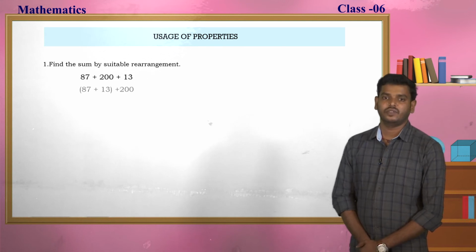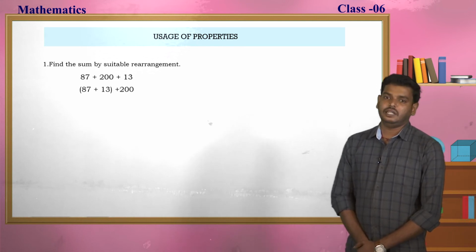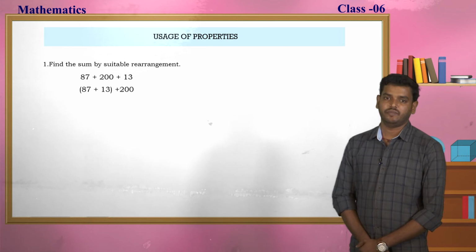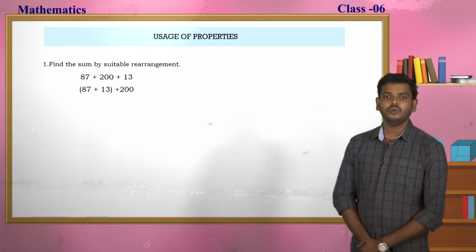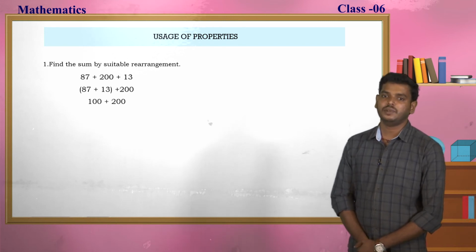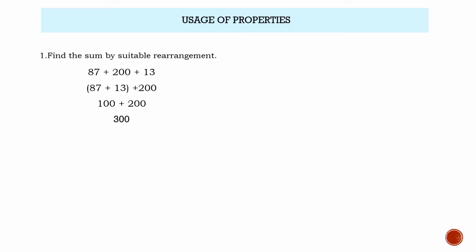See children, 87 plus 13, I will rearrange the first and third term. Why? Because my simplification will be easy. 87 plus 13 I will group, plus 200 I will add. 87 plus 13, how much? Yes, it is 100, plus 200. So your answer is ready, that is 300. I hope it is quite easy as compared to your long process of addition.